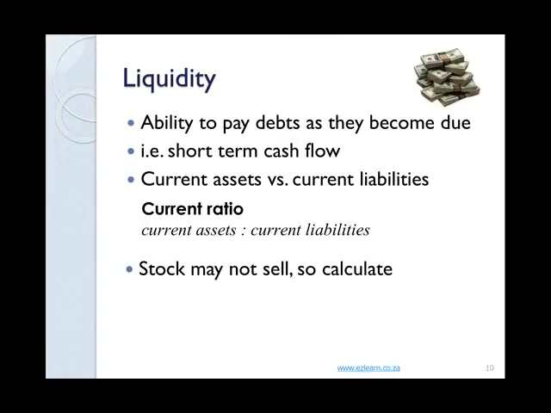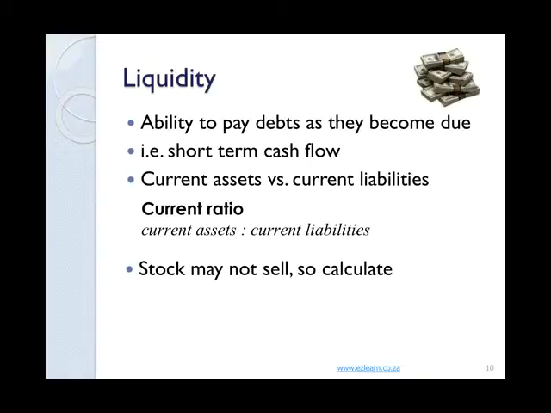However, this ratio does not take into account the fact that stock might not sell. It's all very well having a lot of money tied up in stock and having lots of debtors owing you money and not a lot of cash. That will give you a lot of current assets. However, you still might not be able to pay your creditors as they become due.